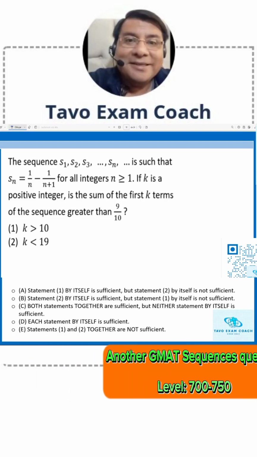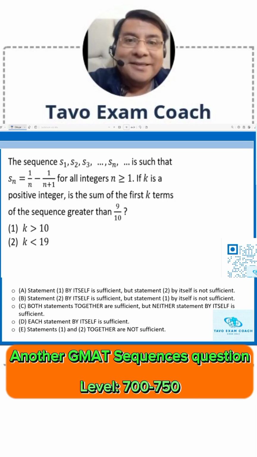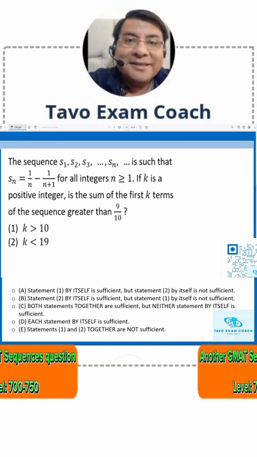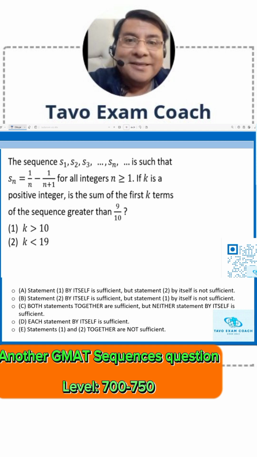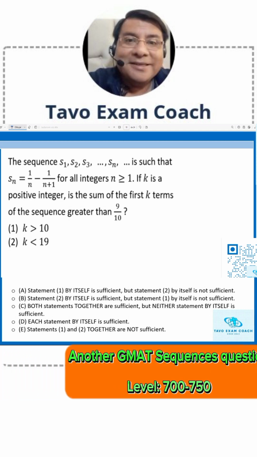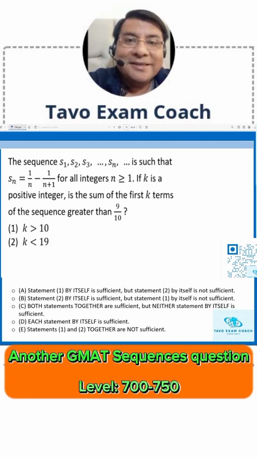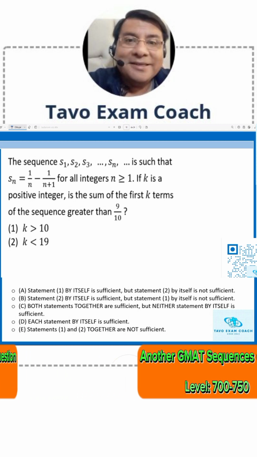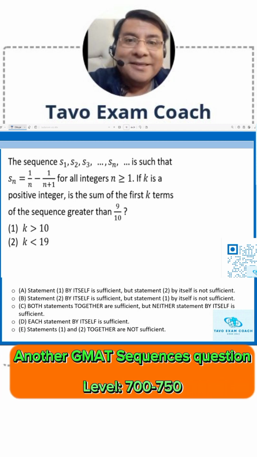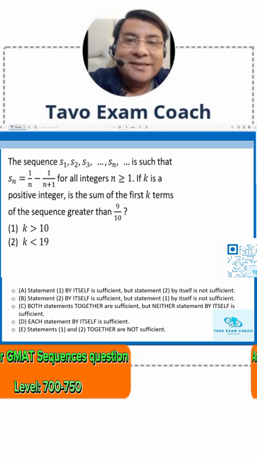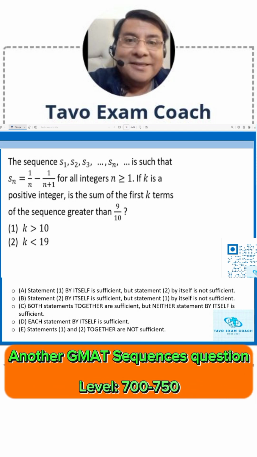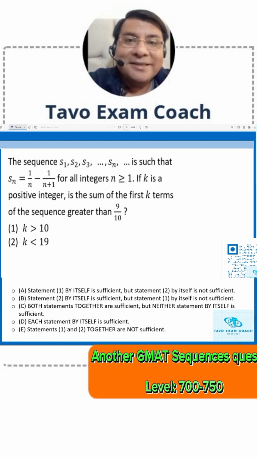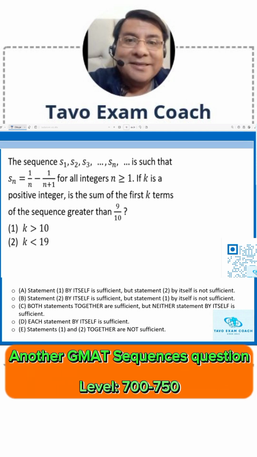The question says the sequence S1, S2, S3 up to S sub n is such that S sub n equals 1 over n minus 1 over n plus 1 for all integers n greater than or equal to 1. If k is a positive integer, is the sum of the first k terms of the sequence greater than 9 over 10? And two statements with ranges of values for k.